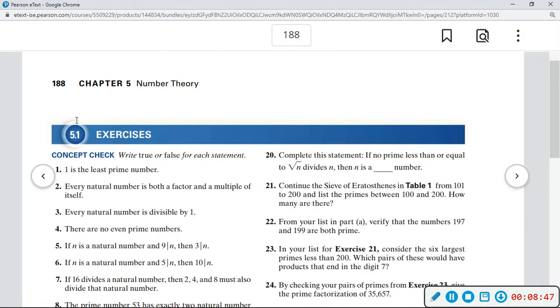Alright, so I'm going to be using those notes to start solving these problems. So we're going to jump over to my math lab.